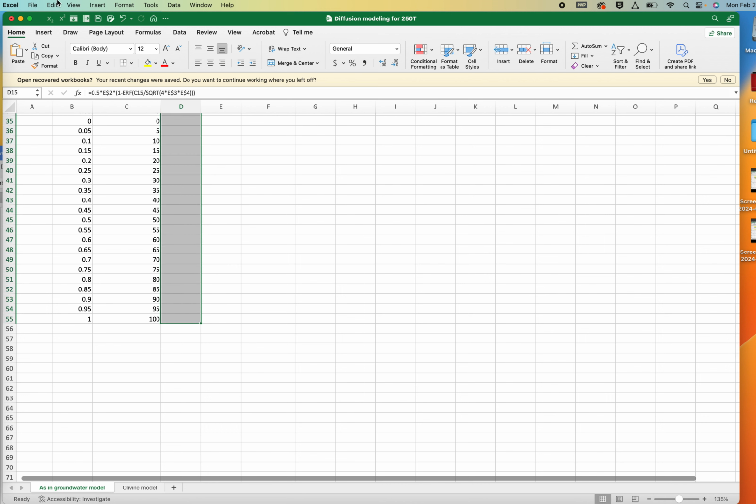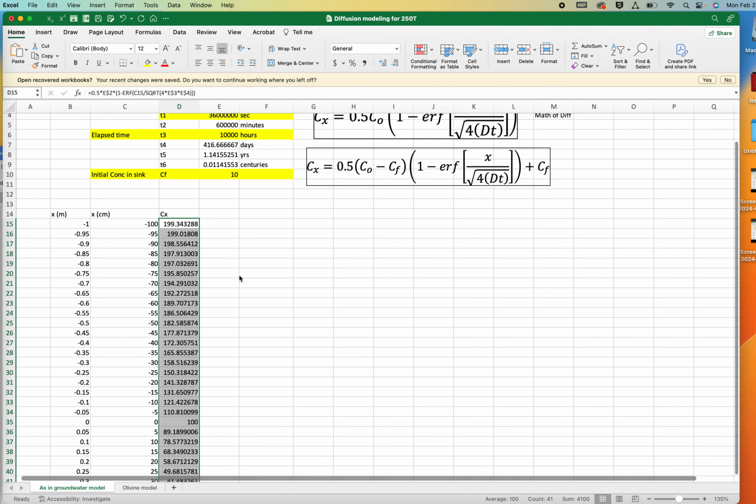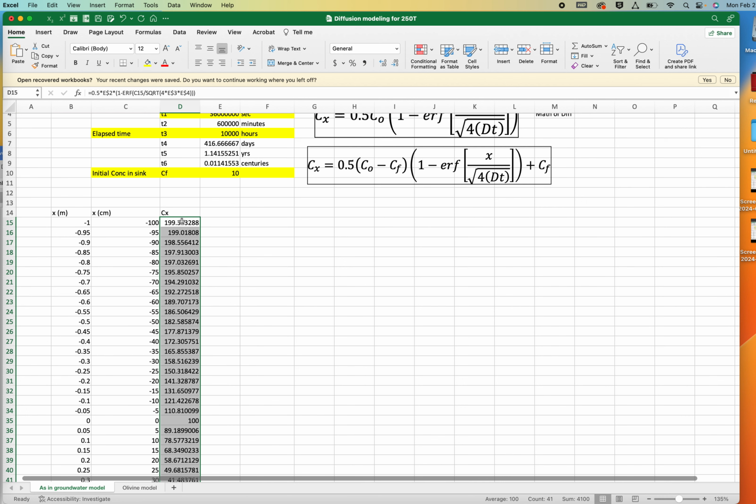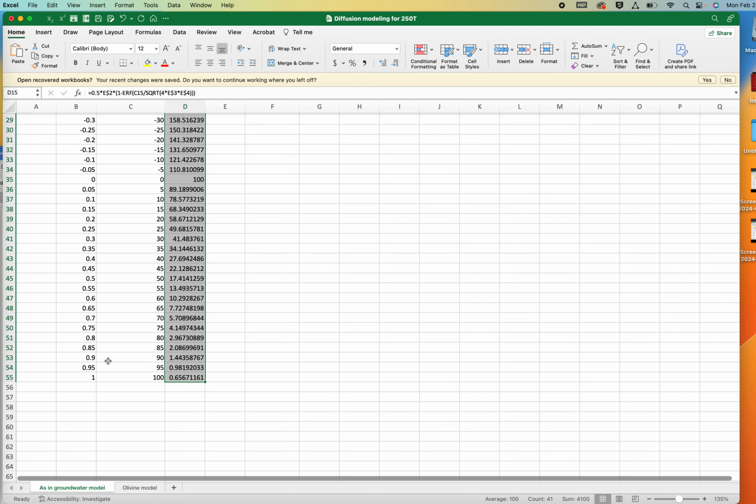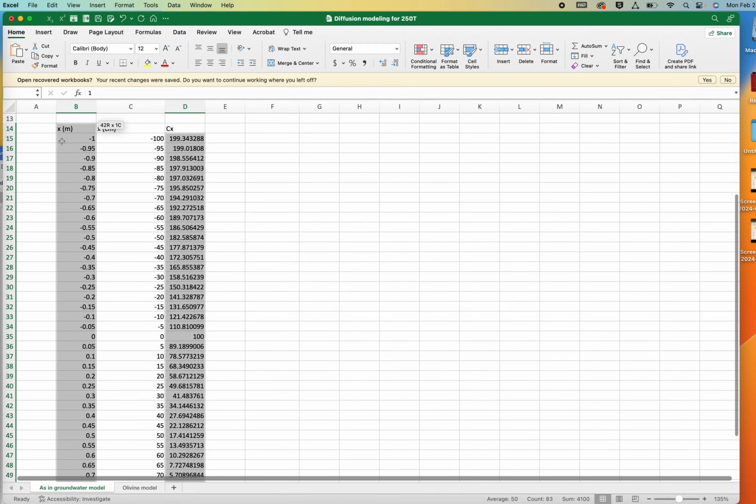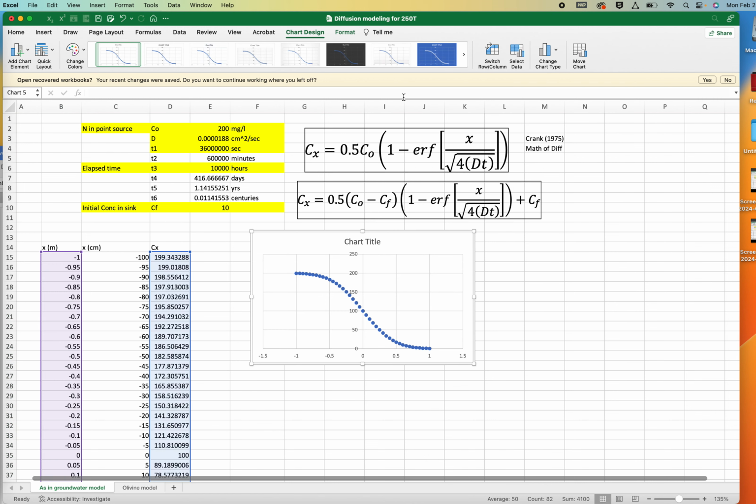So we'll fill down, and edit, fill down. There we go. And we have values ranging from approximately 200. If we make this a small enough value, we go to, let's say, -10 meters. That should get us to 200, but we'll just put in a value of 1. So we're going to look at how the concentration of nitrogen in groundwater, for this example, varies as a function of distance. And so we'll take these values and insert an XY chart, and there's our curve.